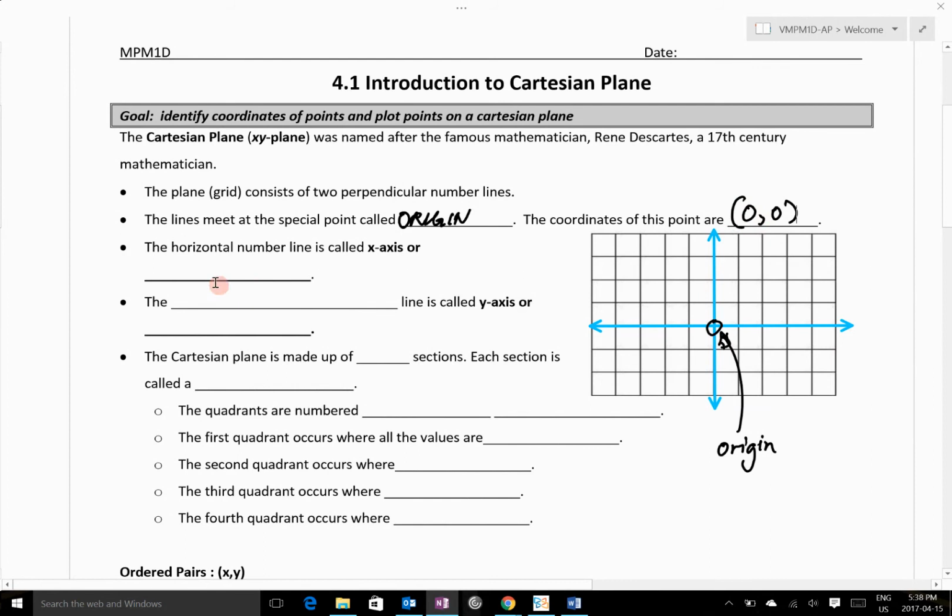The horizontal number line is called the x-axis or the horizontal axis. So I can label this x to represent the x-axis. And my notes here: if we don't call it the x-axis, we always call it the horizontal axis.